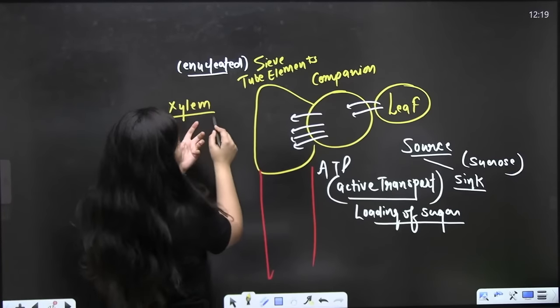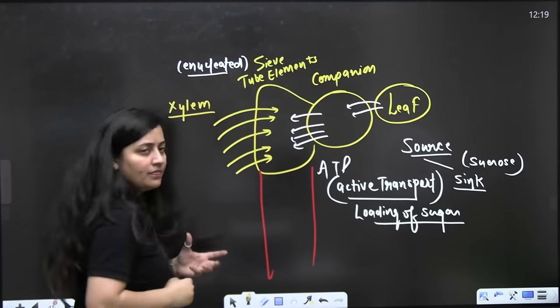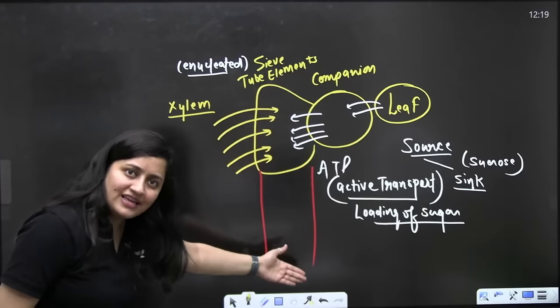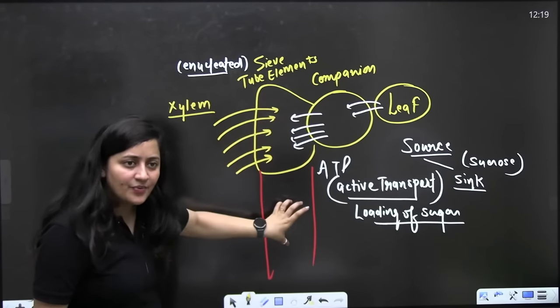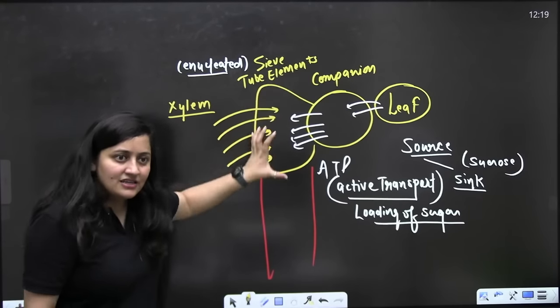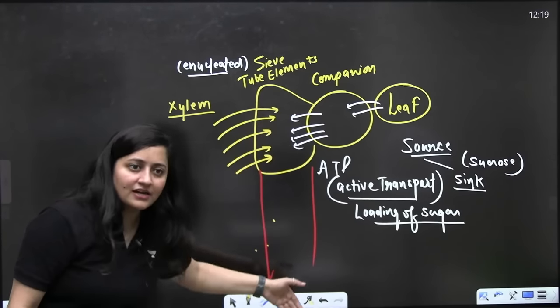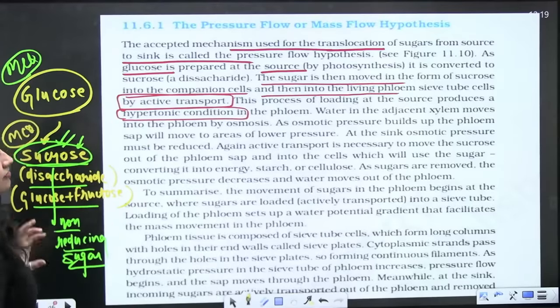So what is going to happen here? From xylem, water will move here to the phloem, right? Because hypertonic conditions are there. Again, you know that things will move. Here the pressure is more, here the pressure is less. Here the pressure gradient is more, here the pressure gradient is less. Thus, solute, the sugar, will move from this point to this point. Along with that, water will also move. So, this is the basic movement when you talk about the bulk flow hypothesis.